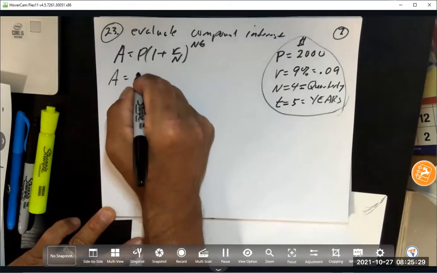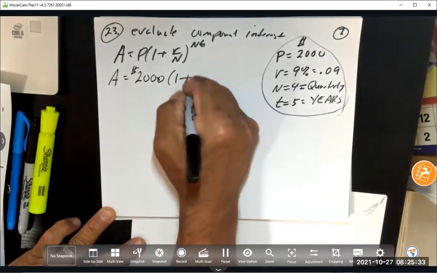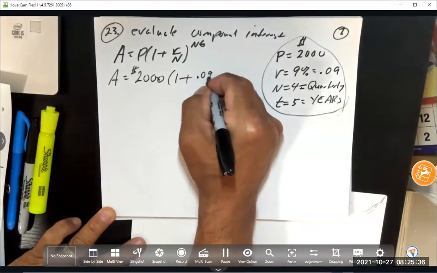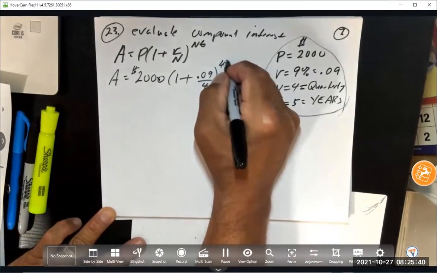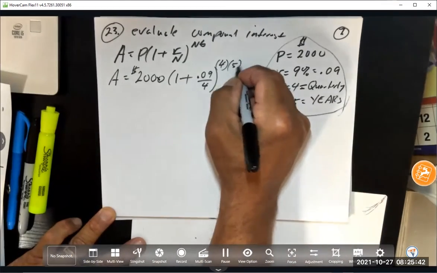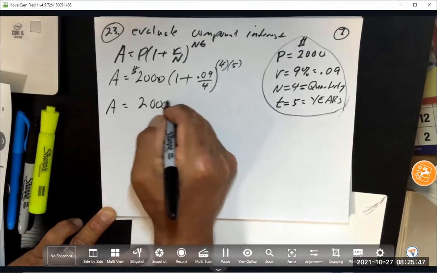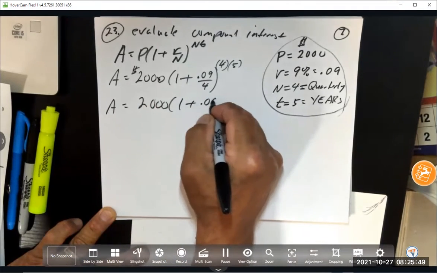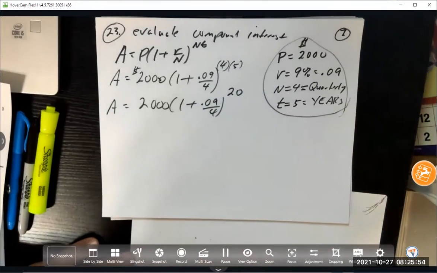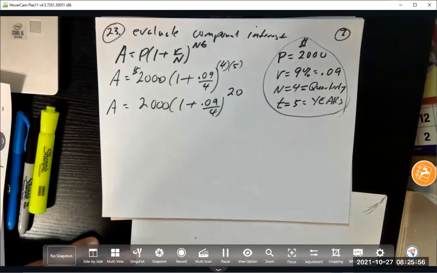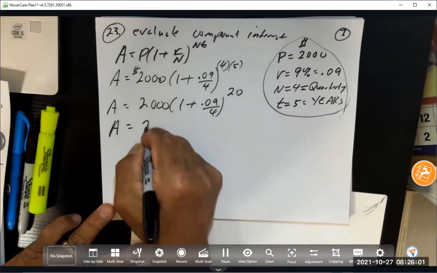Well, at $2,000. And interest is what? 0.09 divided by quarterly, which is 4 times a year. And then quarterly is 4 times. And then time, how many years? 5 years. So we left it in there. So now, don't do the parentheses stuff yet. Leave it alone. This, I'm going to do 4 times 5. Is that 20? Yes or no? Okay, yes. Right, so now I'm going to show you how you do it in the calculator.